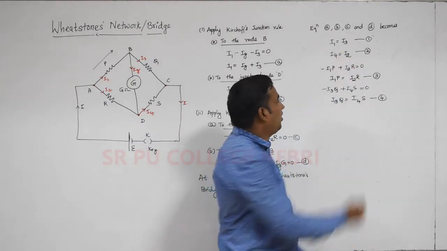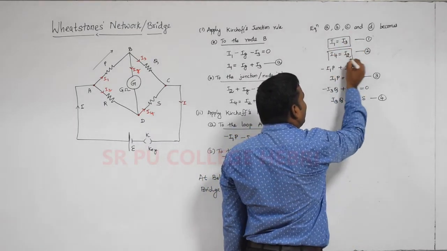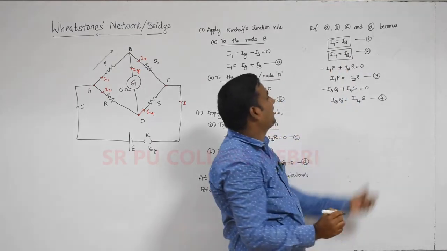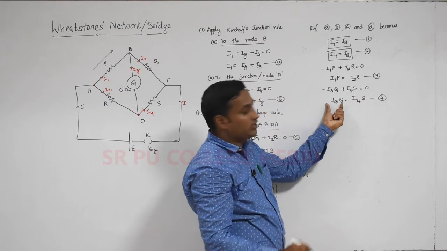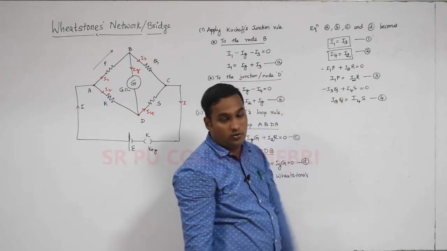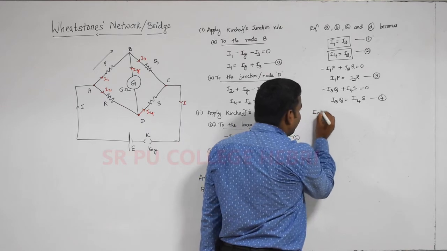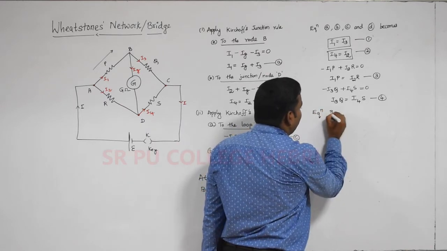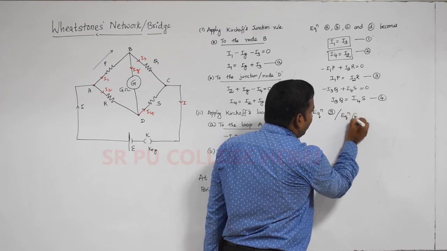We got 4 equations here. I1 is equal to I3, first equation. I4 is equal to I2, second equation. Along with that, third equation, I1 into P is equal to I2 into R. Next, fourth equation, I3 into Q is equal to I4 into S. Next step, equation 3 divided by equation 4.